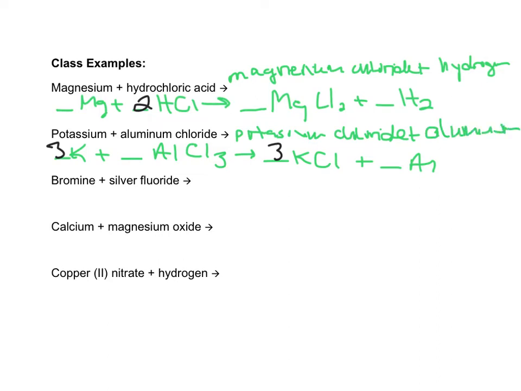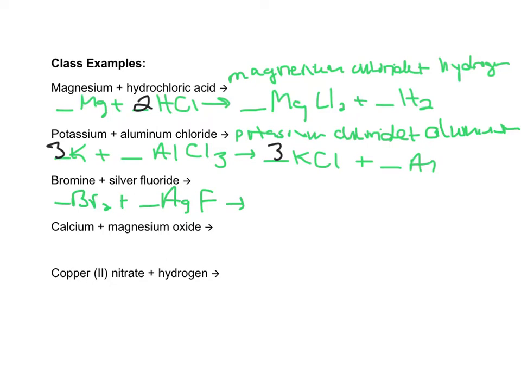So our next one, I've got bromine plus silver fluoride. So bromine, diatomic, don't forget about those guys, and silver fluoride. So silver is Ag, it's +1, fluorine's -1, so we're in a 1-to-1 ratio. Now this one, our single element is bromine and it's a nonmetal.